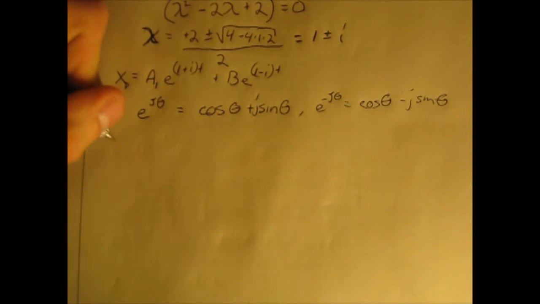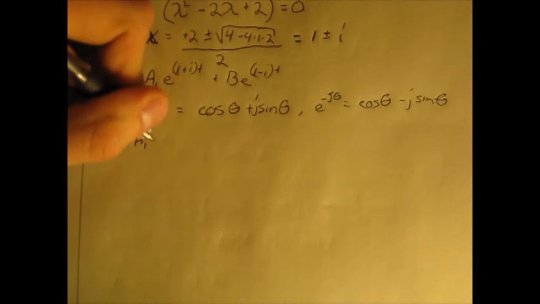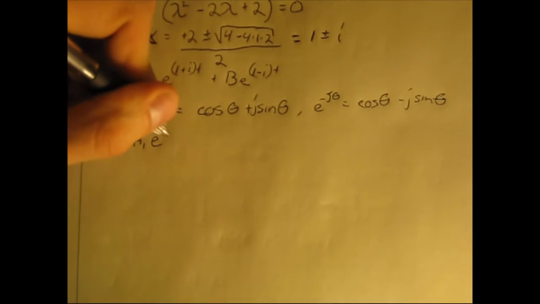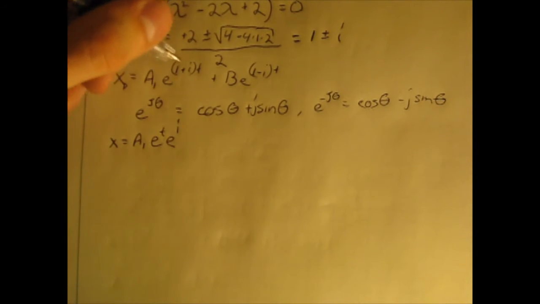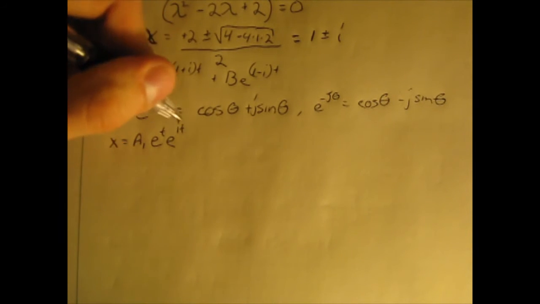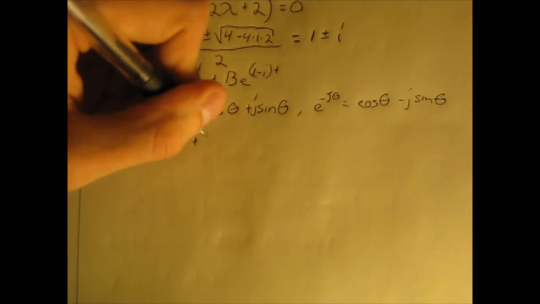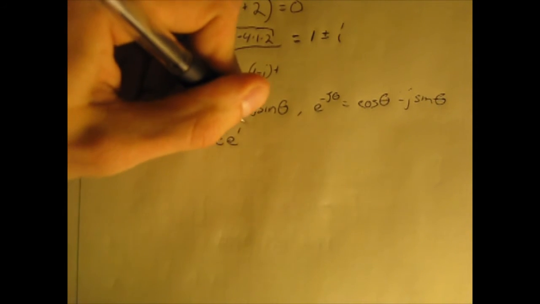Because remember, we can always split up these e powers. So we can split it up, substituting t in, so that's e to the t times e to the it. Remember, when it's a sum, we can always split it up. So now we have b e to the t times e to the it.